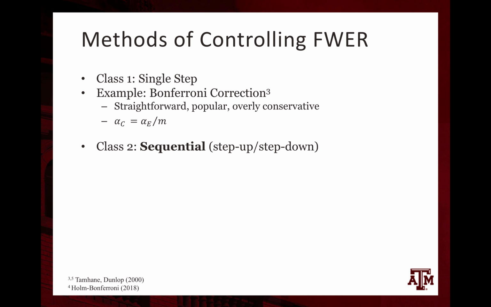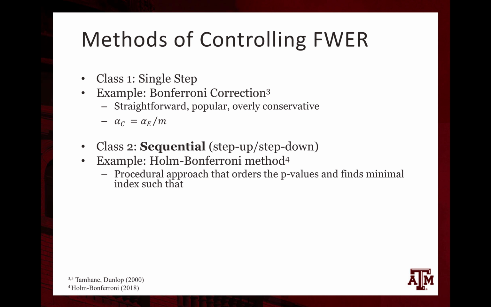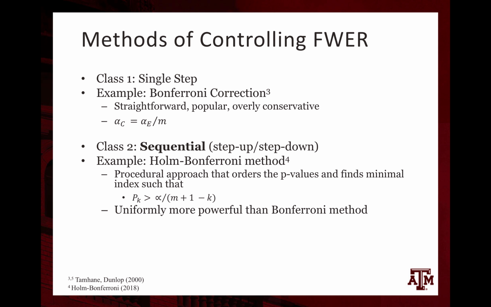The second class of procedures is called sequential. These are known as step-up or step-down procedures, and these tend to be a little bit more powerful. One example is the Holm-Bonferroni method. I'm not going to go into too much detail because we're going to see an example of a sequential procedure later. That's why I've bolded the word sequential. These are procedural approaches that order the p-values and evaluate a given array of p-values at each index of that array compared to some quantity. That's a lot without an example, so we'll see one later. But just know that these tend to be more powerful than the single-step procedures.